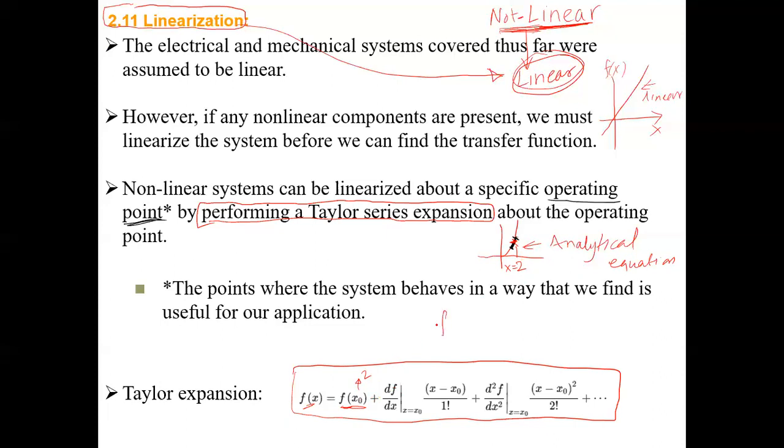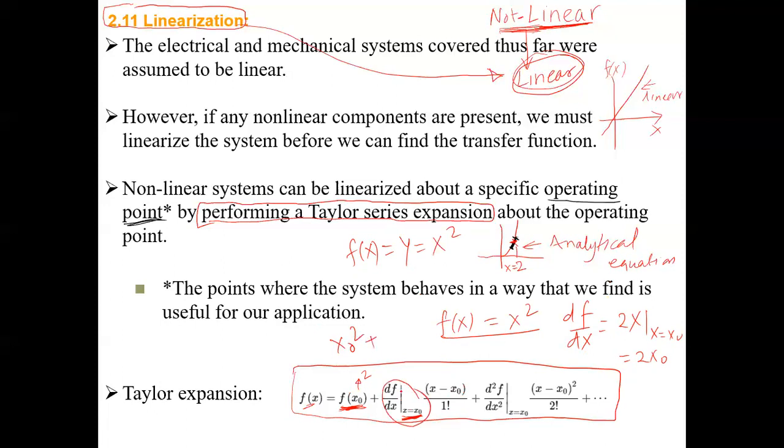Okay, so your f(x) is x squared, right? Because we assume that this curve is x squared, y equals x squared, which is f(x). So f(x) is equal to x squared. Then what is your df over dx? Help me here, 2x, but that has to be evaluated at x equals x0, which gives you 2x0. Then what is your f(x0) here? f(x0) is x0 squared. Then what is this guy? 2x0. Then what is this guy?